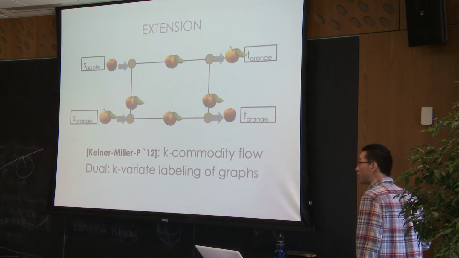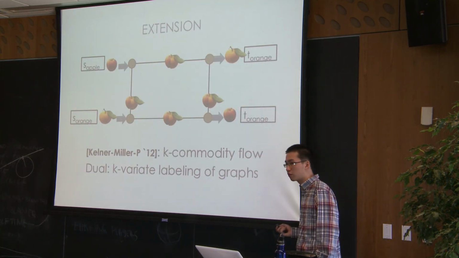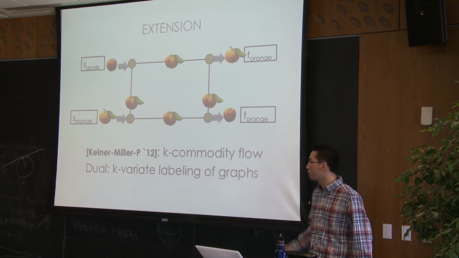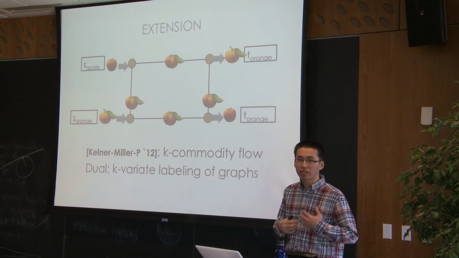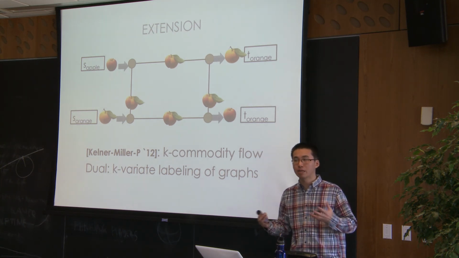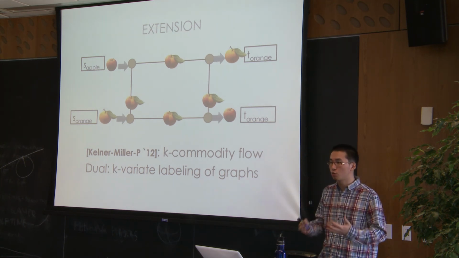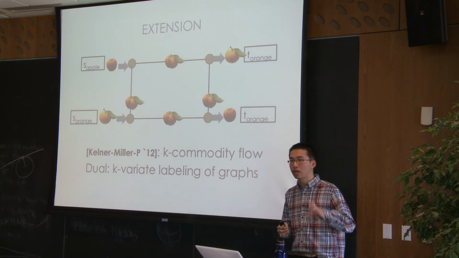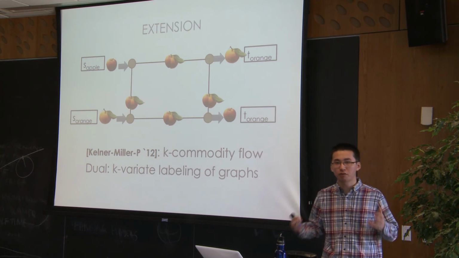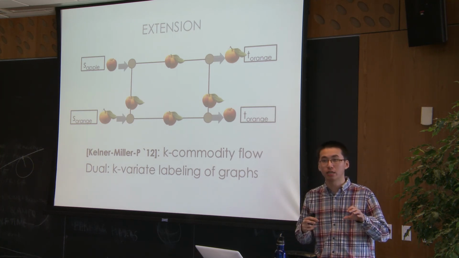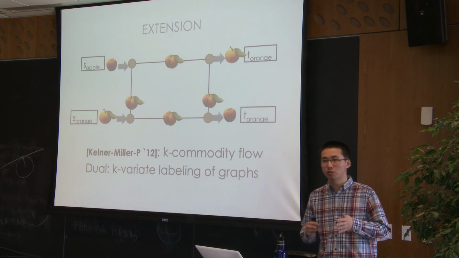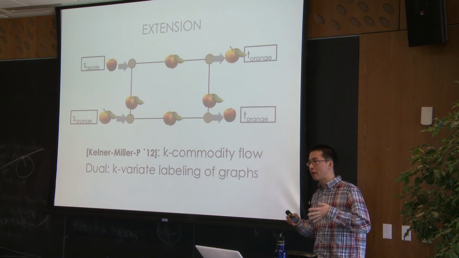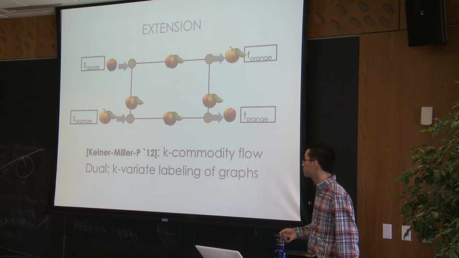And there are also some theoretical extensions that we worked out for this, which is k-commodity flow. This is joint work with John Connor and Gary Miller. We showed that it's possible to extend this kind of L1 minimization to essentially a dual problem of k-variate labeling of graphs. So instead of having 1 label per vertex, we have k labels per vertex, and then we have fairly intricate objectives between the vertices. So the edges consist of some more intricate function based on the difference of these k labels.